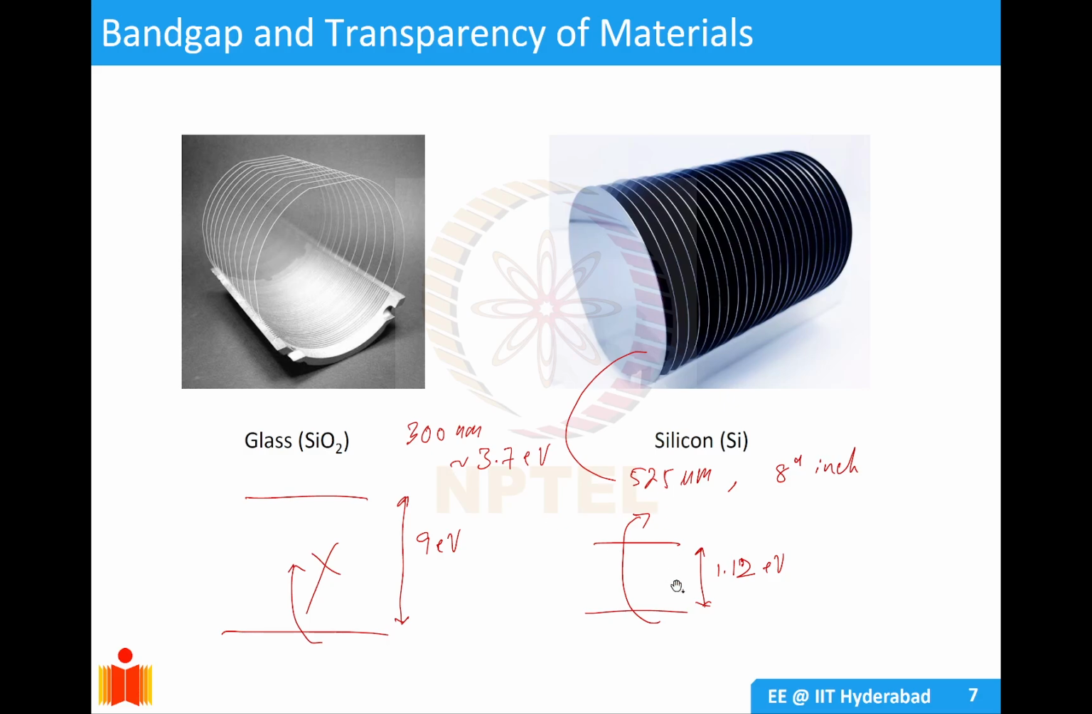But for silicon, the band gap is 1.12 eV, so all the visible light is absorbed and reflected by the silicon. So we cannot see through silicon.